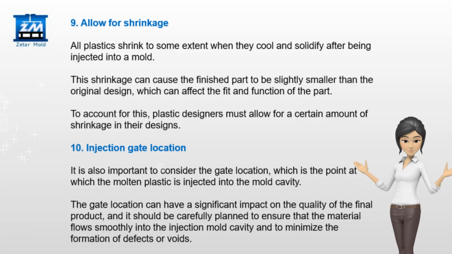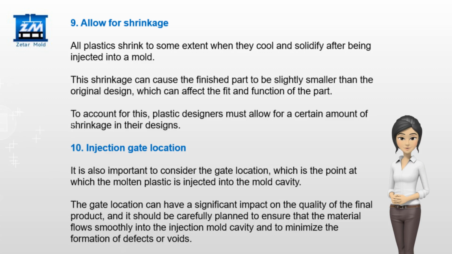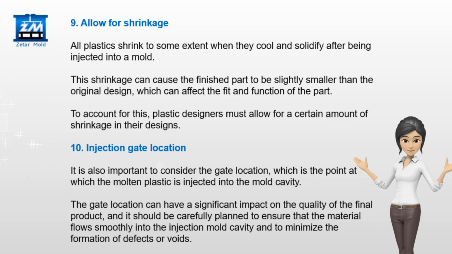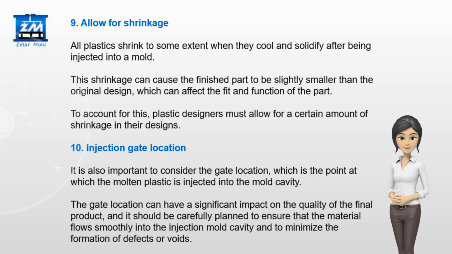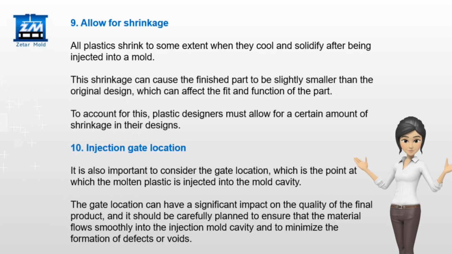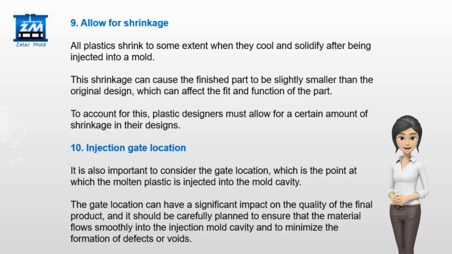Allow for shrinkage. Plastics shrink to some extent when they cool and solidify after being injected into a mold. This shrinkage can cause the finished part to be slightly smaller than the original design, which can affect the fit and function of the part. To account for this, plastic designers must allow for a certain amount of shrinkage in their designs.